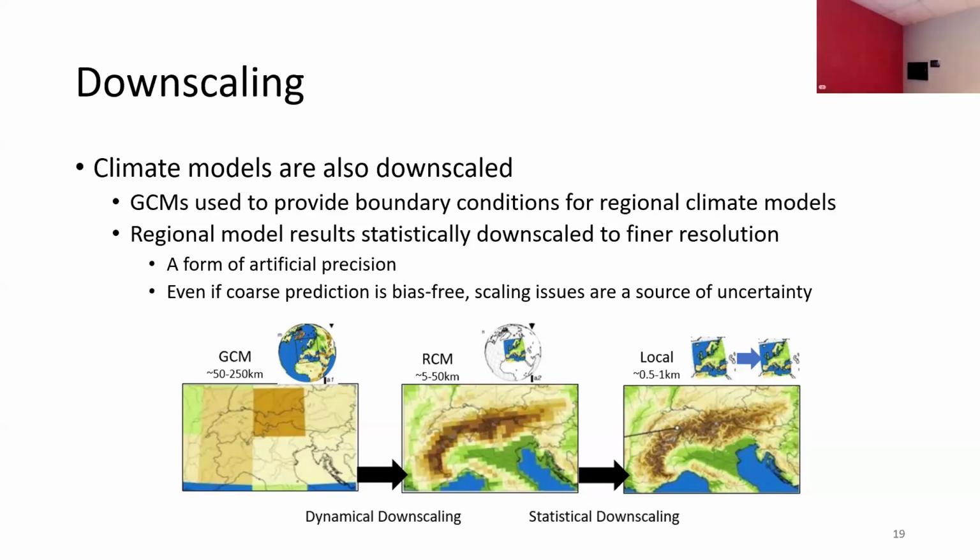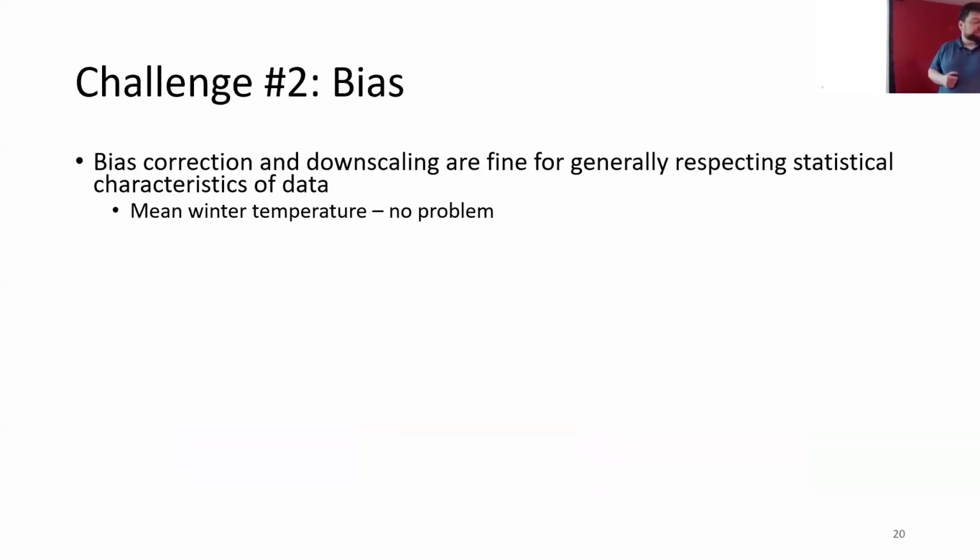And this is really a form of artificial precision because it wasn't in the original climate model. And if your watershed is this big, tiny little watershed, that downscaling choice really has a strong impact on the results of your hydrologic model. So we have bias issues.